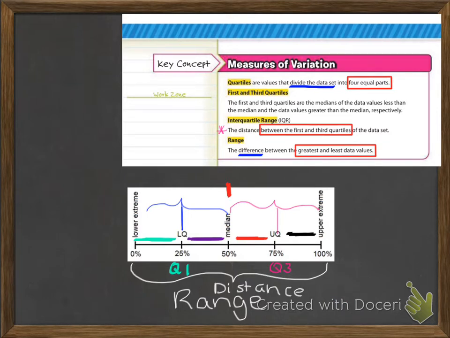The interquartile range is going to be the distance between the first and third quartile. So you want to pay attention to what I'm doing here with this aqua pen, because what I'm saying is the interquartile range is the distance between here and here. So that's going to be your IQR right there. I've written IQR there in black. You may or may not be able to see that, so you want to make sure that you get that on your paper.